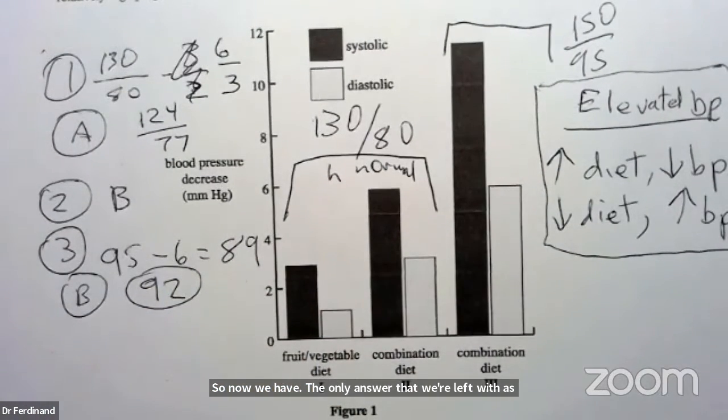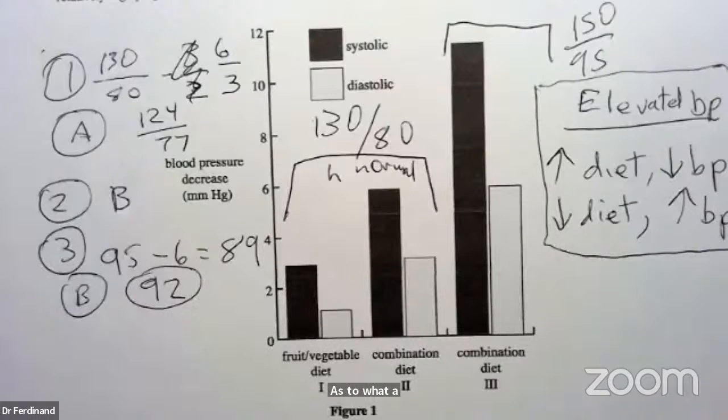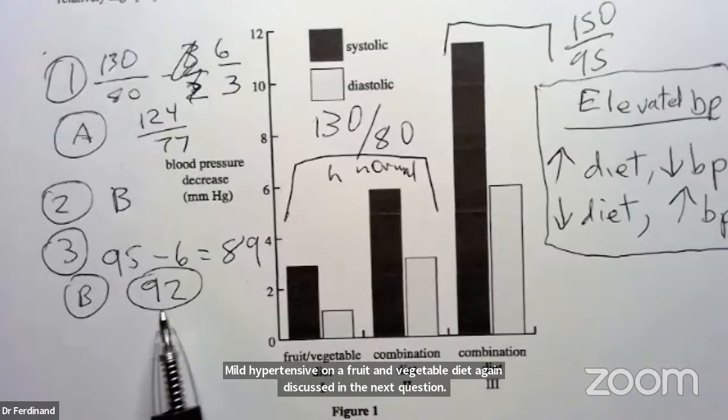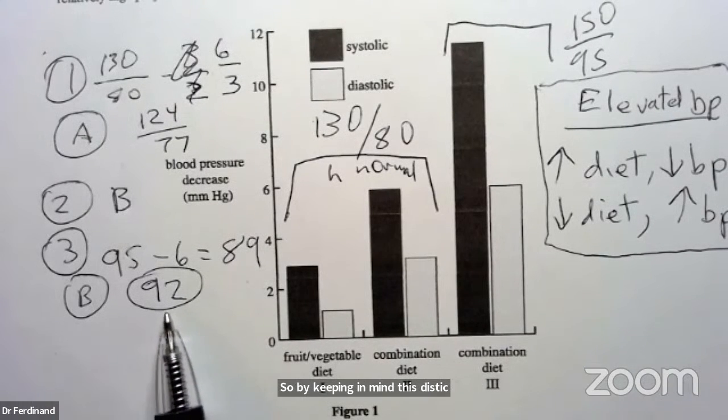But also keep this in mind, because what ACER has done is to provide you information as to what a reasonable estimate would be for the diastolic blood pressure of a mild hypertensive on a fruit and vegetable diet. Now, why is that important? Because we're going to see mild hypertensive on a fruit and vegetable diet again discussed in the next question. So by keeping in mind this diastolic number, this will help us for the next question.